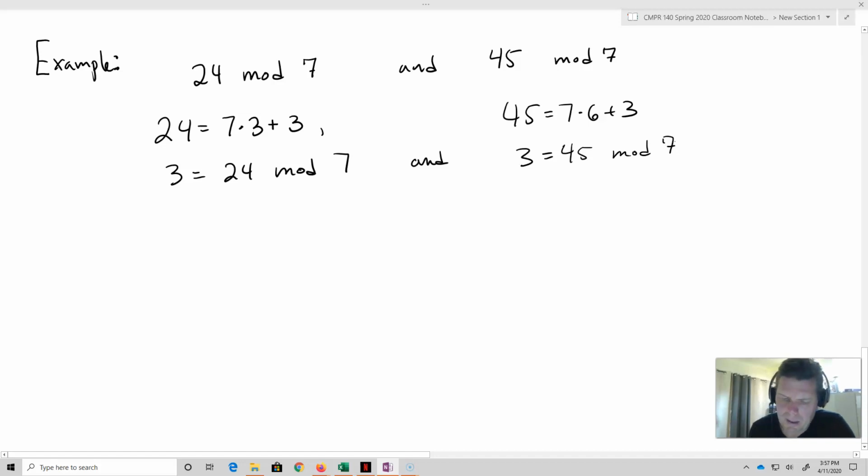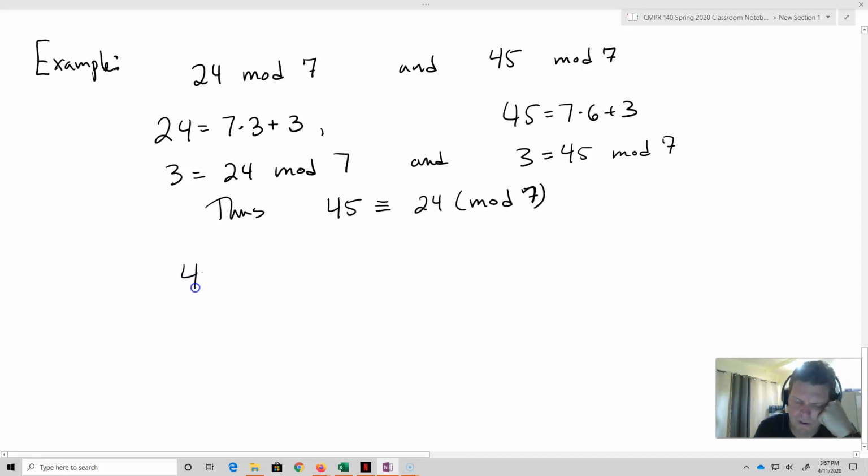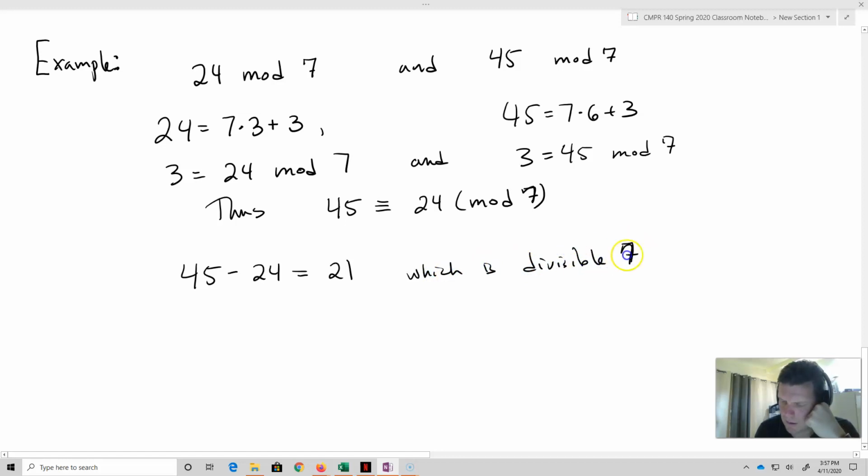Now, according to this last theorem, 45 is congruent to 24 mod 7. And we can check that. 45 minus 24 is going to equal 21, which is divisible by 7. So they are equivalent. What we say is that they're congruent to one another. That's called a congruence class. And we can even think about what are all the things that are congruent here.